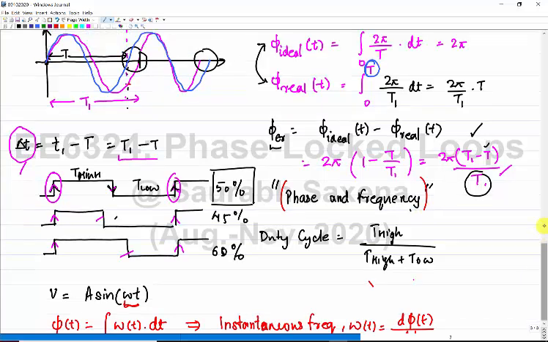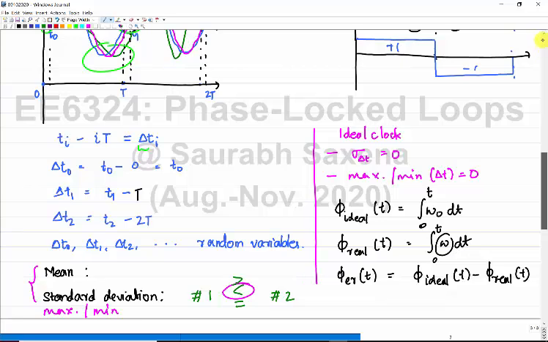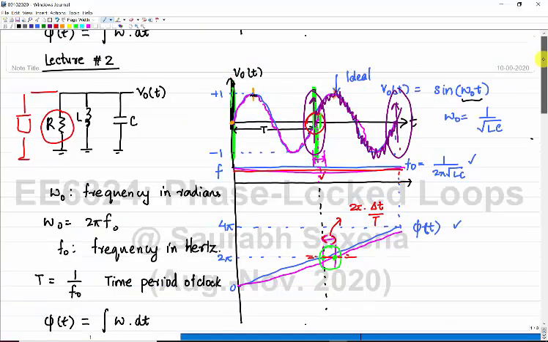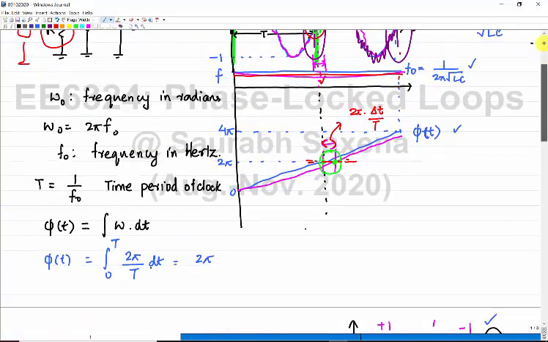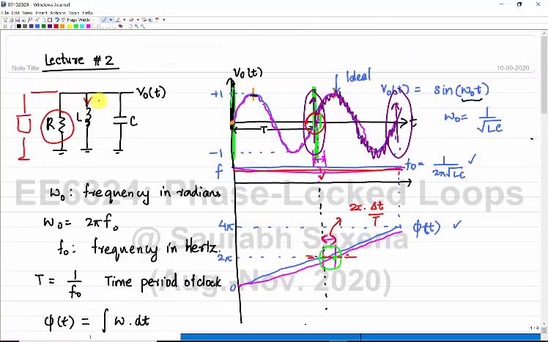See, we have this LC oscillator. If you look at it, we have this LC oscillator at the top. There is an inductor current, right?